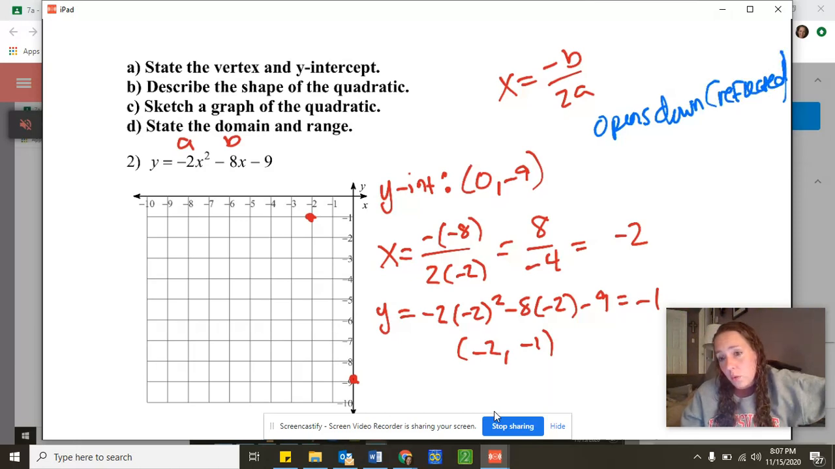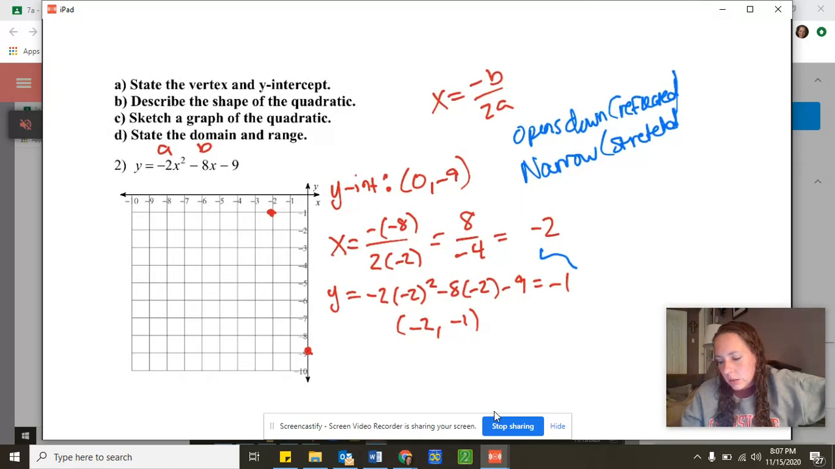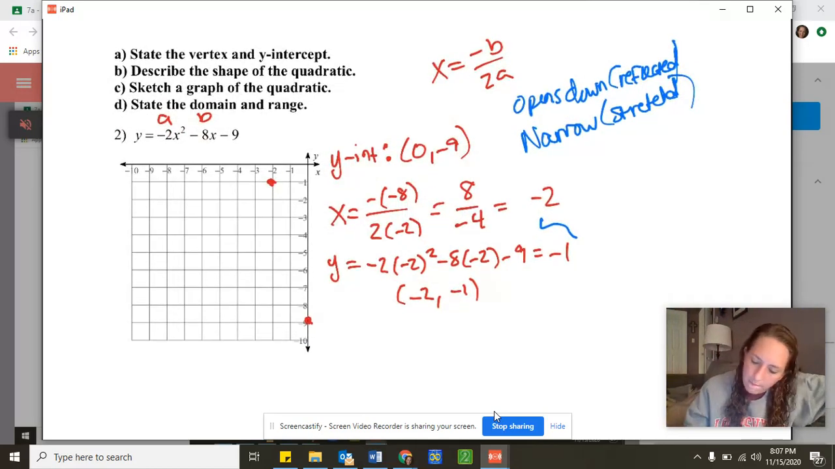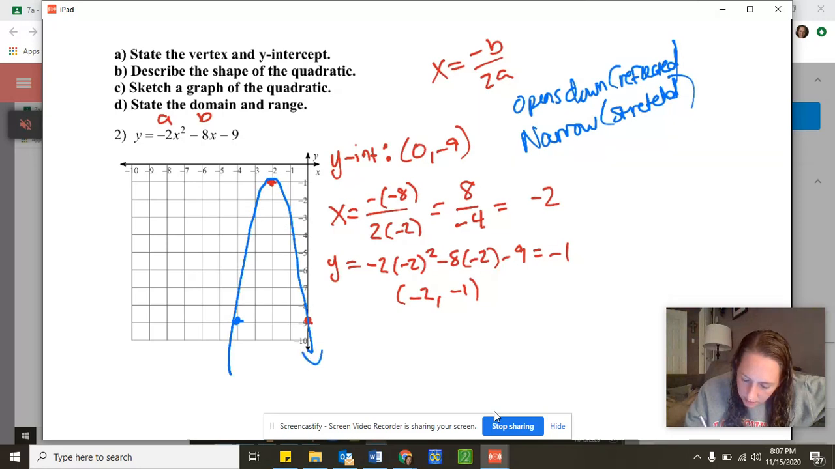Also, it is a 2, so we know that it is more narrow or stretched. There we go. Give me some more space. Right. Okay. So, there. Oh, there is my lovely quadratic. Please remember to put arrows on it because they do continue forever and ever and ever.